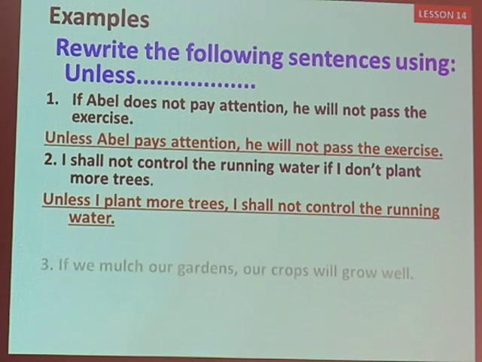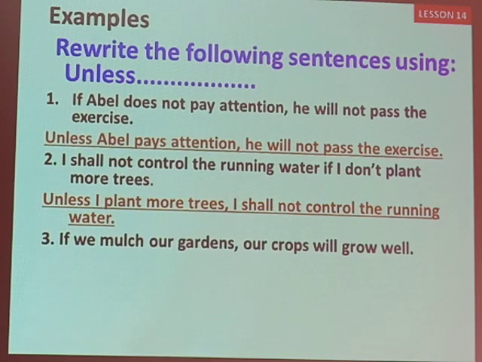We have a look at number three. Number three is also a clear one. Can we try it? Dear candidates, try that. If we mulch our gardens, our crops will grow well. I know you are there at home. As some of you are practicing agriculture, you're growing crops.